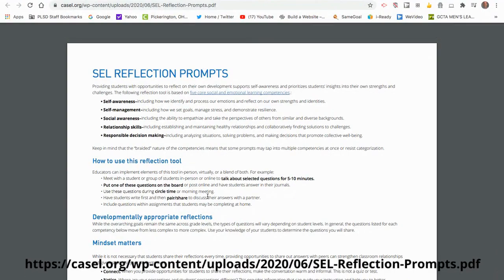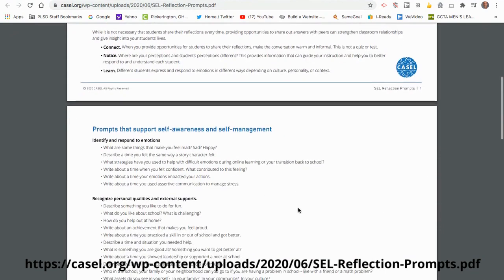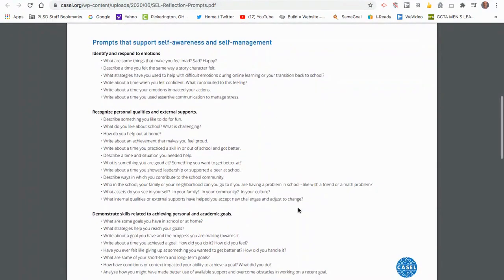Here's a good document that has lots of really good prompts. The address for this is up here at the top, so if you want to look at this yourself. This is one that I found that I thought did a really good job of breaking it down. It talks about how you can give students prompts that are going to tap into their emotions. Like, for example, describe a time they felt the same way a story character does. So if you're reading a book, you can tap into that. Write about a time your emotions impacted your actions. So again, you're getting their feelings on this.